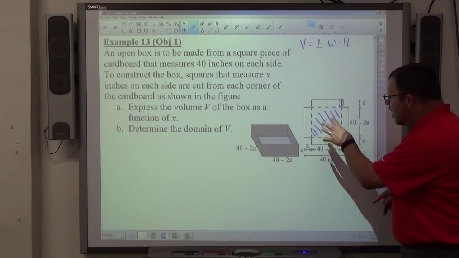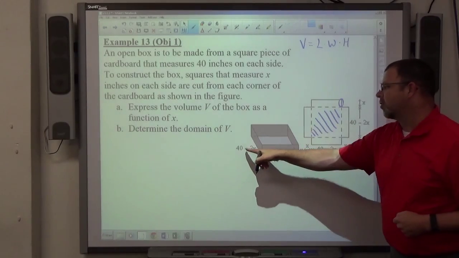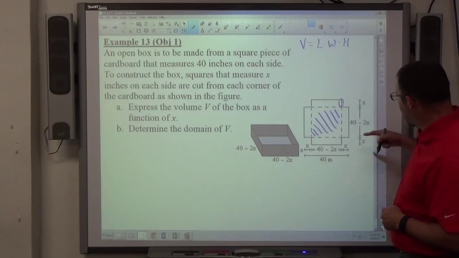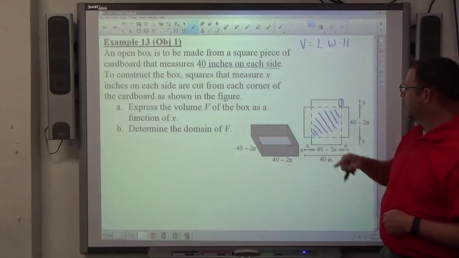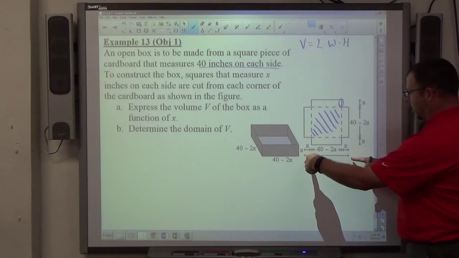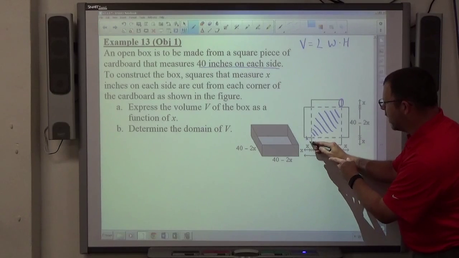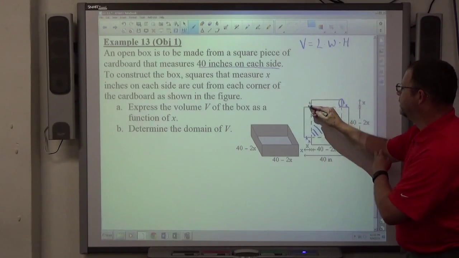So this is the base of the box. Three-dimensionally, we can see it there. They've even gone to the trouble of giving us the length, width, and height here already. But had they not done that, it says it's 40 inches on each side was the length of the square, or the rectangle they started off with. You're cutting an X here, and an X here, and an X here, and an X here. You're cutting X by X squares off each side.